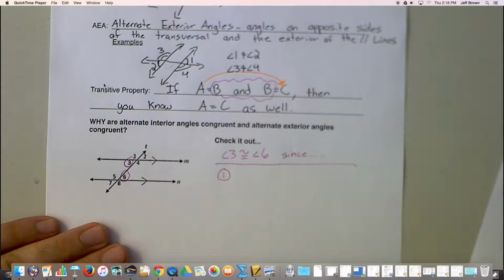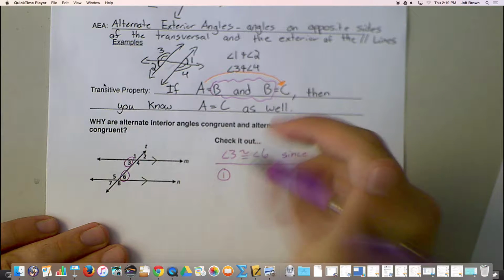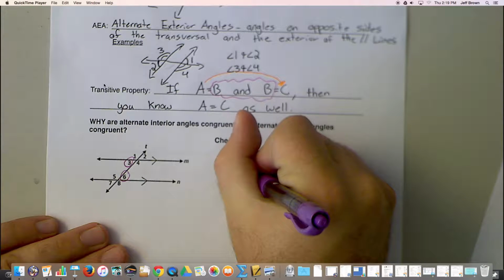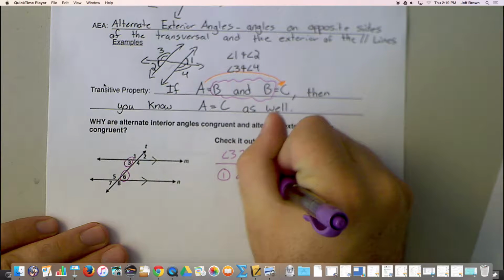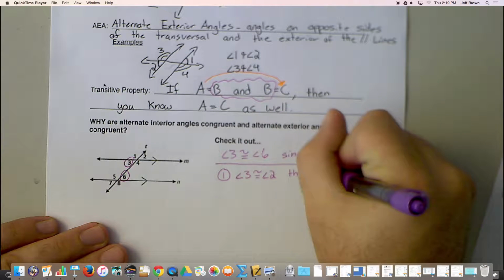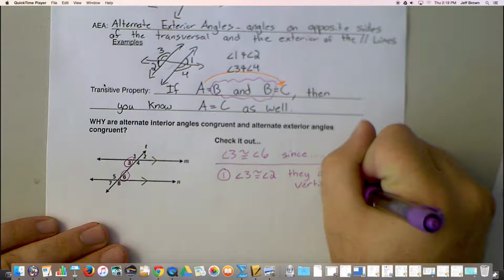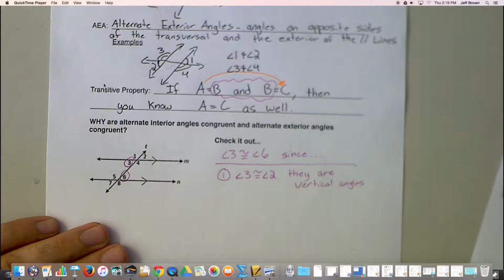So my first thing here, I know that this angle, angle 3, is congruent to angle 2, right? We've talked about this part before. So these two are congruent, angle 3 and angle 2, because they're vertical angles. So I'm going to start with that. Angle 3 is congruent to angle 2. I'm going to say they are vertical angles. And they're vertical angles. That's my justification piece.